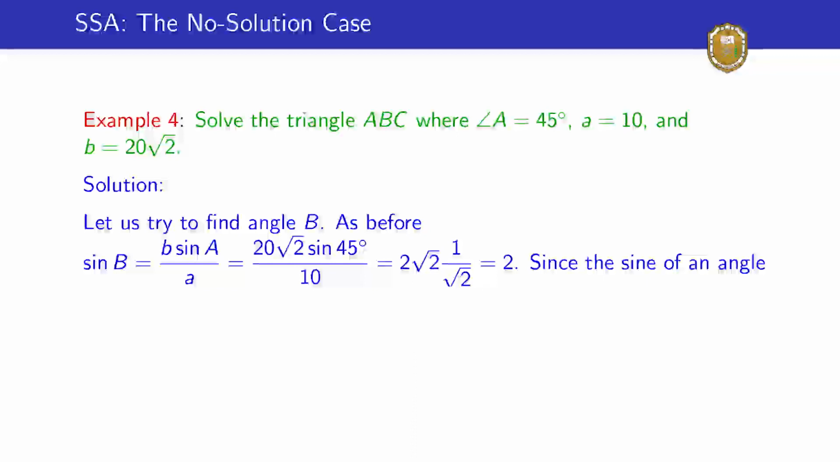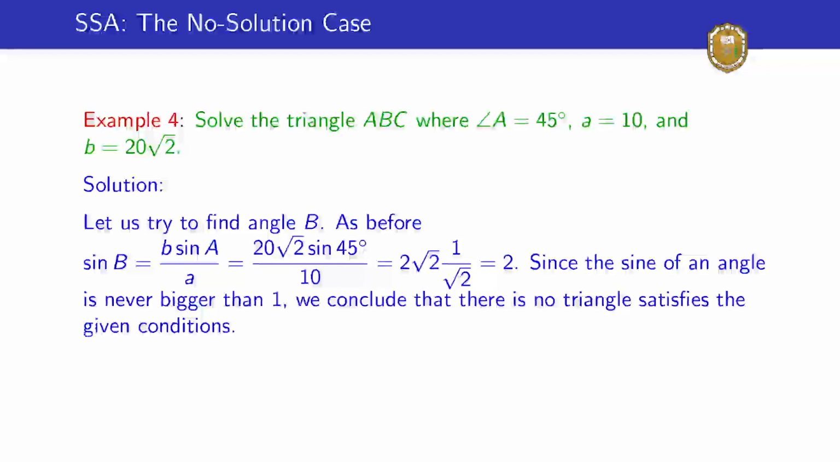2 sine 45 divided by 10, and that will give you 2 root 2 times 1 over root 2, because the sine of 45 is 1 over root 2, and you see that this whole expression is equal to 2. Since the sine of an angle is never bigger than 1, we conclude that there is no triangle which satisfies the given conditions. In this case, we have no solution.